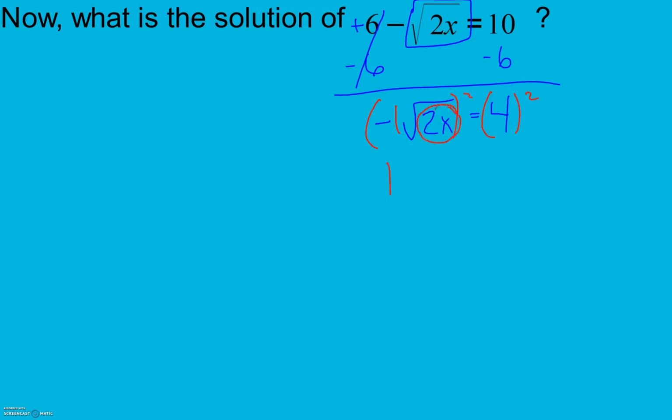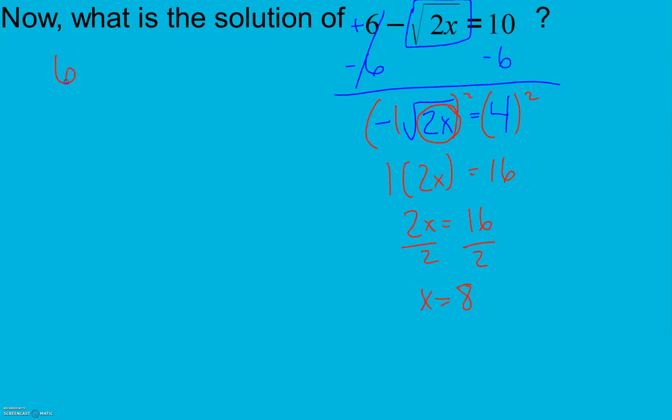And inside my square root, I have a 2x. And 1 times anything is itself. But let's say that was a 2 there or something like that. Then we would have a 4 times our radicand in parentheses. So here, I get 16. Divide by 2, and x equals 8.